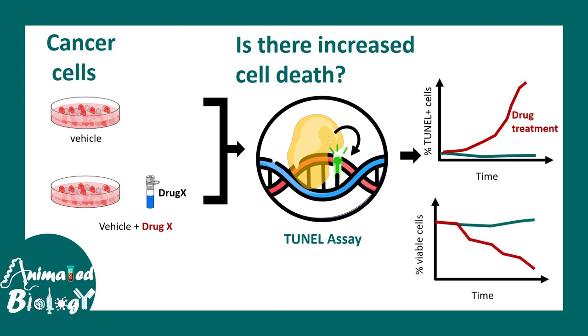Another way to look at this data is to count the percentage of viable cells. All the TUNEL negative cells would be the viable cells. Obviously, if this drug is potent and able to kill cells that are cancerous, there would be fewer viable cells over time. And this is how we can utilize the TUNEL assay to determine apoptosis.